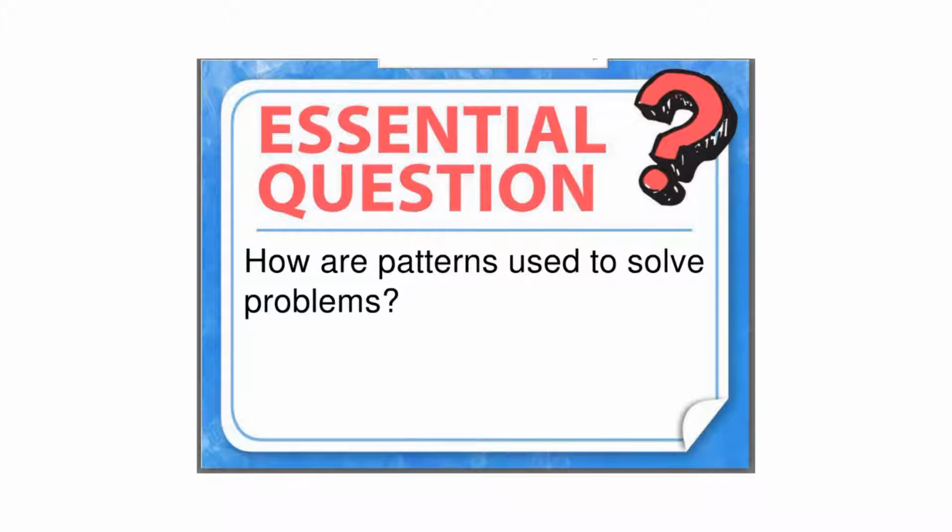So our essential question for this chapter is how patterns are used to solve problems. Sometimes you'll see a problem that's like an in and out machine. So you put a number in and you get another number out, and you have to look and see what is the relationship between those 2 numbers. Do you multiply by something? Do you add to get the next number? So you have to figure out what the pattern is.